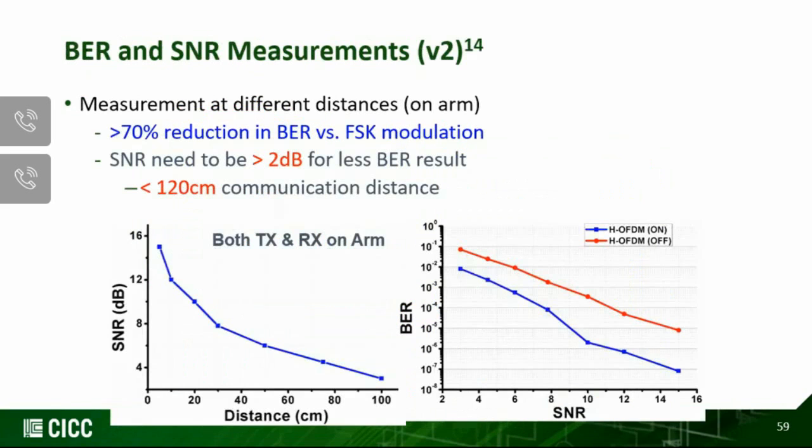In the measurement of the BER and SNR at different distances on the arm, you can see that with this hybrid OFDM version 2, around 70% reduction in BER is achieved versus mere FSK modulation. And SNR needs to be over 2 dB for a low BER. This means less than 120 centimeters communication distance is the limitation, but that will be mostly sufficient to cover the body area.